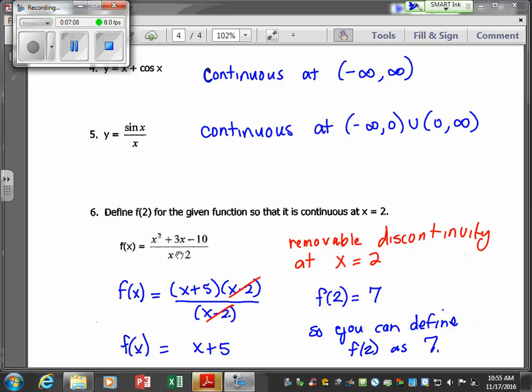So if we would have originally plugged in a 2, if we were taking the limit of this function as x approaches 2, and we would have used direct substitution, we would have got 0 over 0, which we would have simplified by factoring. This removable discontinuity lets us still be able to evaluate the function. And in this case, we evaluate f of 2 using the simplified form and just get 7.